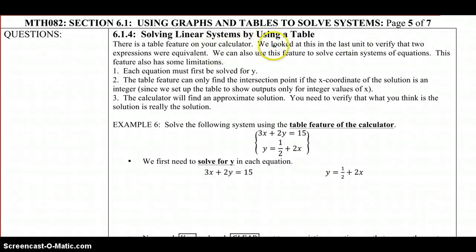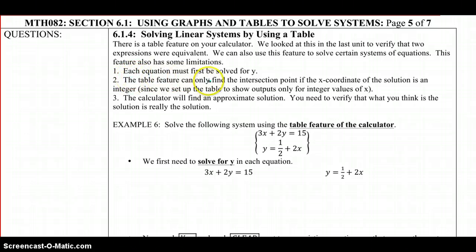Solving linear systems by using a table. There's a table feature on your calculator, and we looked at this in the last unit to verify that two expressions were equivalent. We can also use this feature to solve certain systems of equations. This feature also has some limitations, even more so than the graphing method.